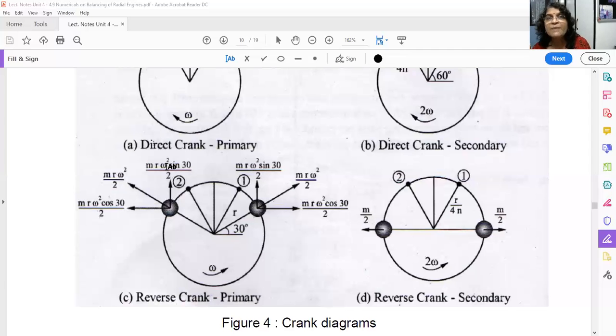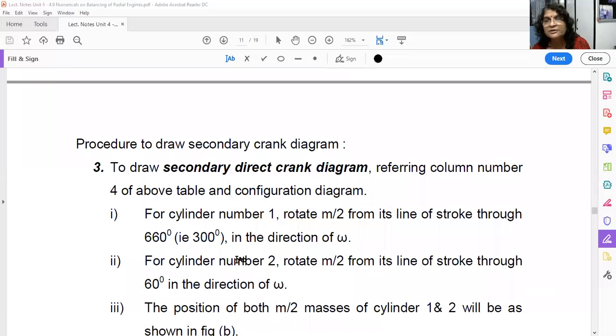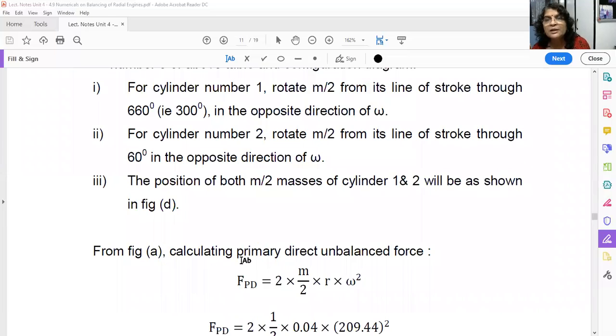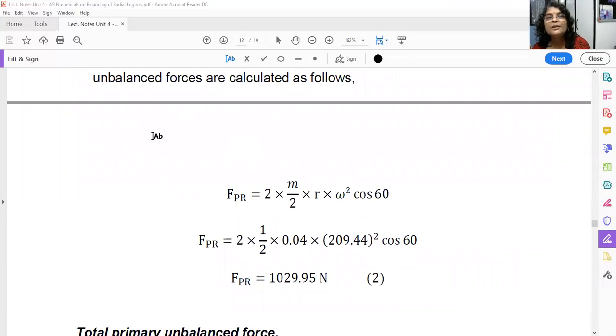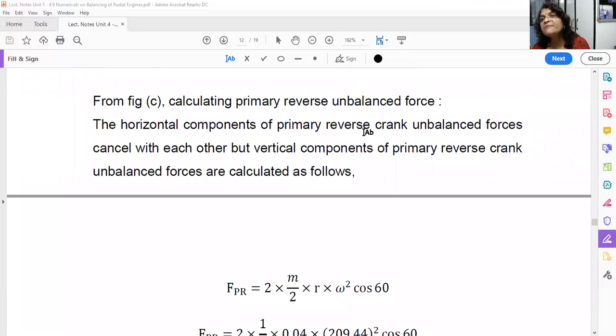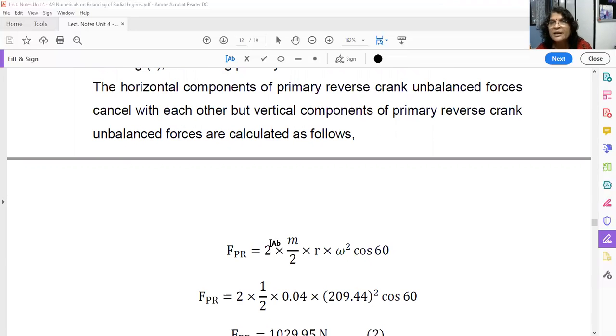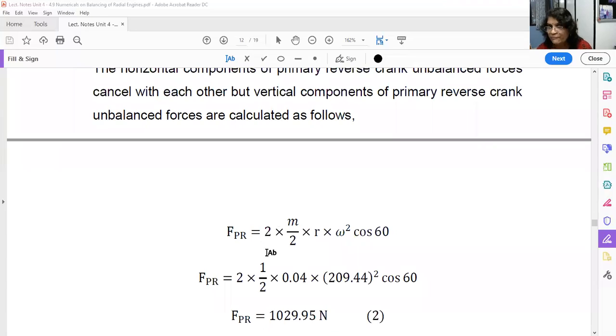So how much is it? Mr omega square by 2 sine 30 plus Mr omega square by 2 sine 30. Okay, so it is written here. The horizontal components of primary reverse crank unbalanced forces cancel with each other, but vertical components of primary reverse crank unbalanced forces are calculated. It is two components which are the same, m by 2 r omega square sine 30.